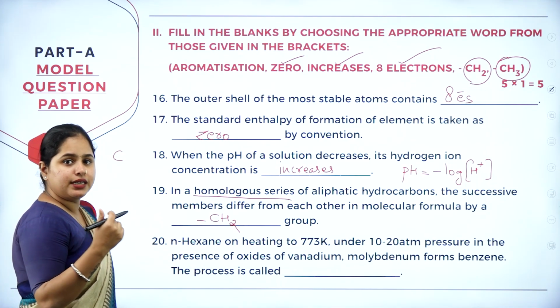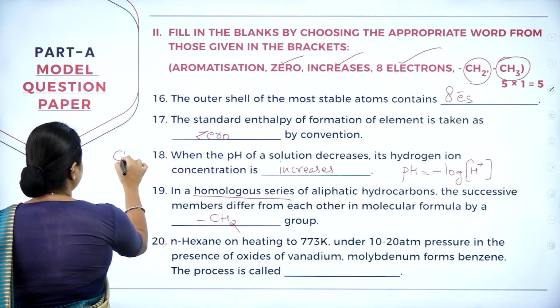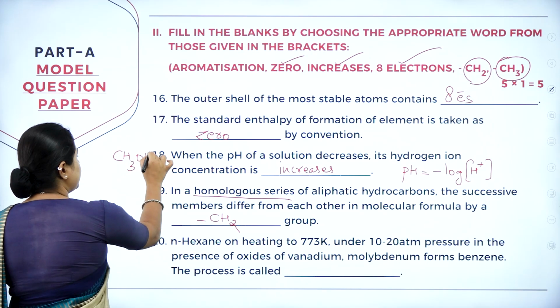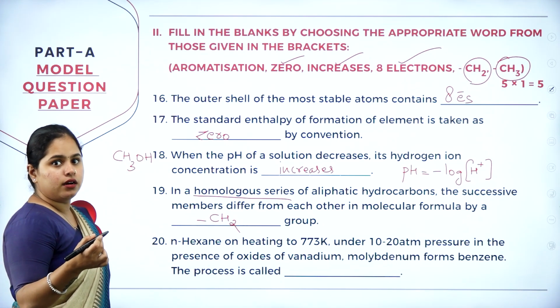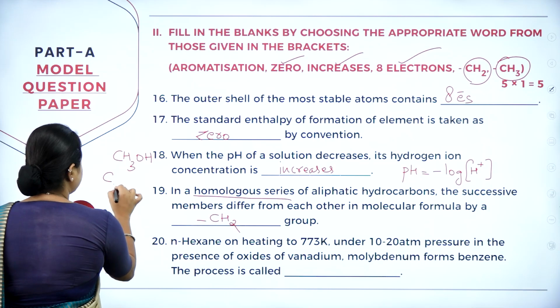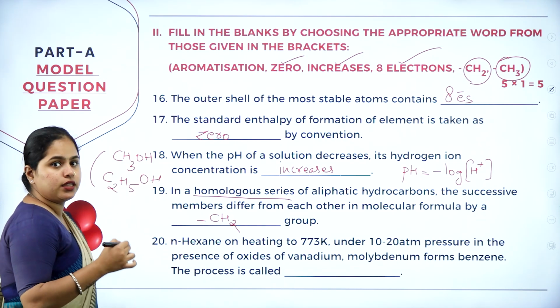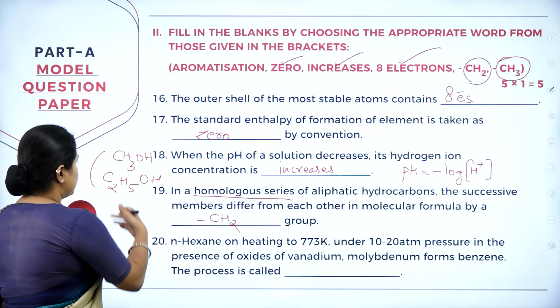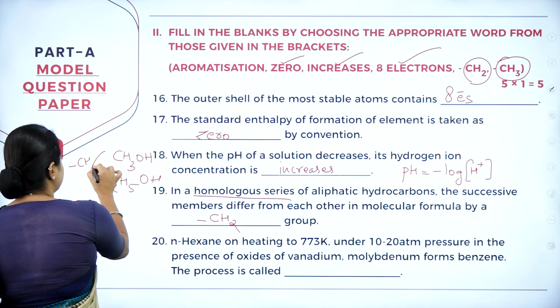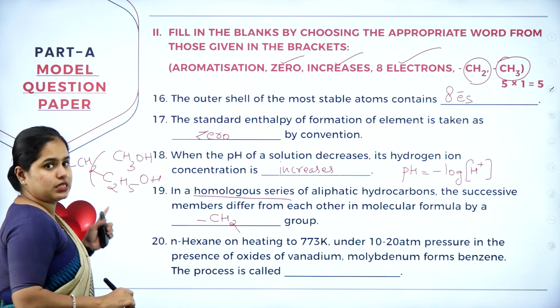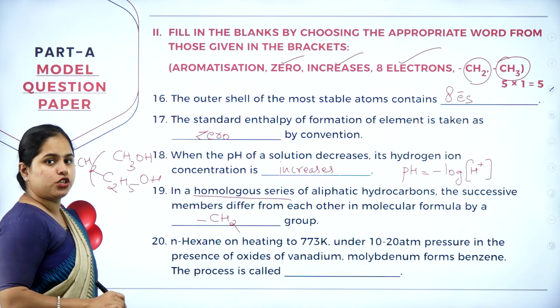For example, let us take the alcoholic functional group. The first member is methanol, CH3OH. The second member is ethanol, which is C2H5OH. As you can see, this is a homologous series. The difference between these two is a CH2 group. This is CH3, this is C2H5. They differ by a CH2 group, right?